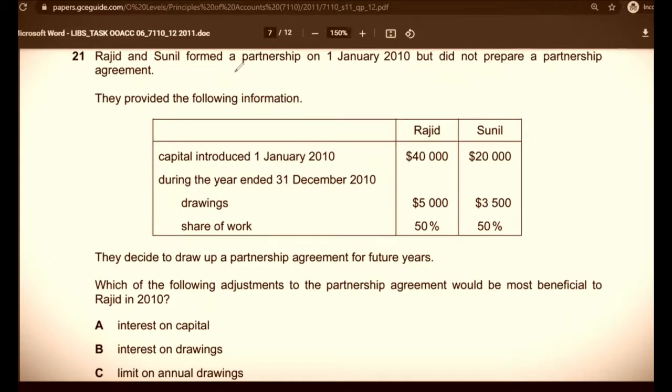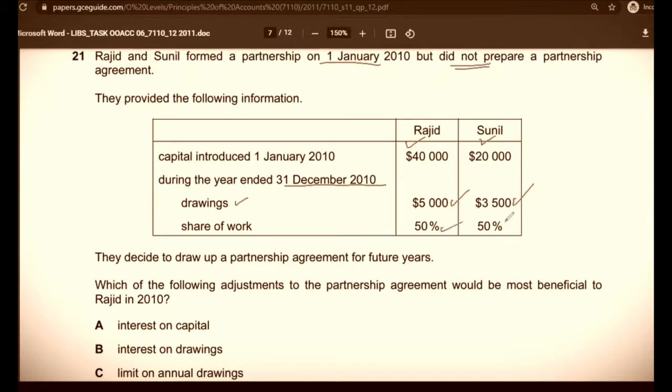Rajat and Sunil formed a partnership on 1st January 2010, but did not prepare a partnership agreement. They provide the following information. Capital introduced on 1st January 2010: Rajat introduced 40,000 in the business and Sunil introduced 20,000. During the year ended 31st December 2010, Rajat had drawings of 5,000 and Sunil had drawings of 3,500.